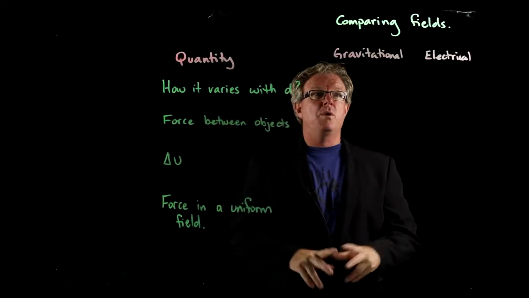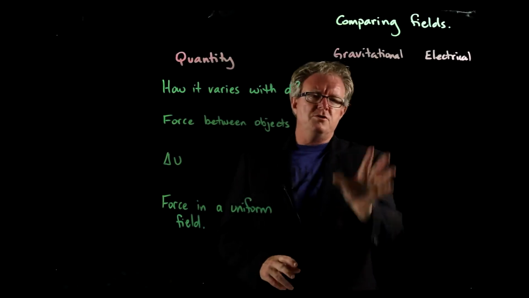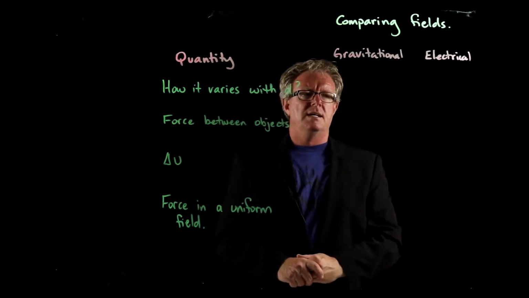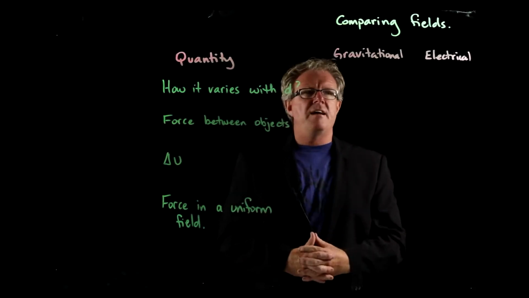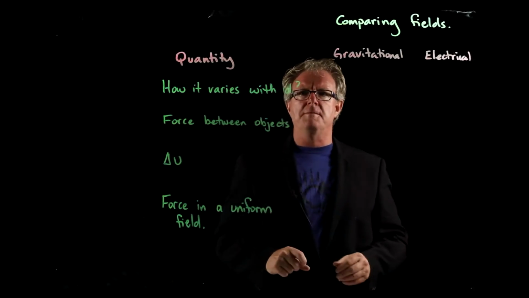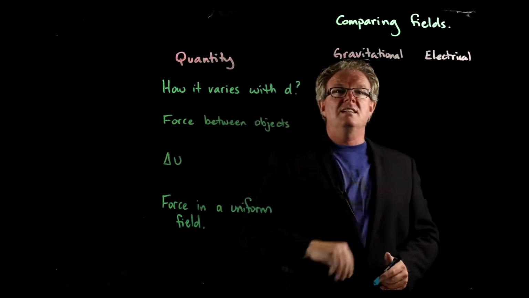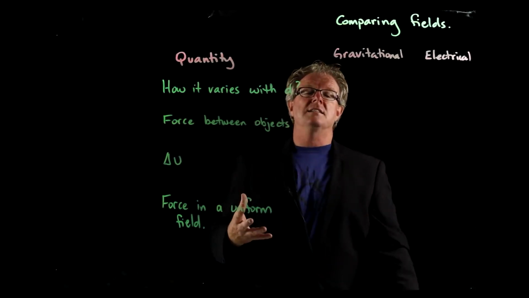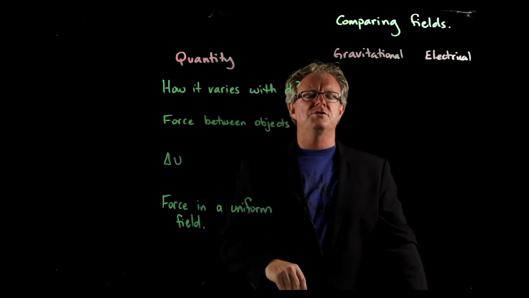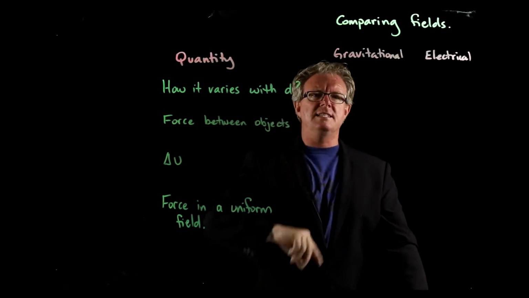Alright, now we get to a video where we compare the different fields. And a lot of people are so used to gravitational fields, and when they get to electrical fields they get a bit confused, but they're very, very similar. So let's have a look at them. We know that both of these are fields that act at a distance. Okay, they're non-contact fields. But how does it vary with distance?